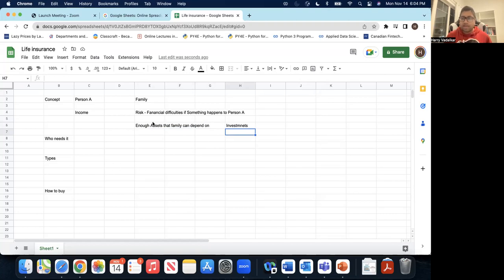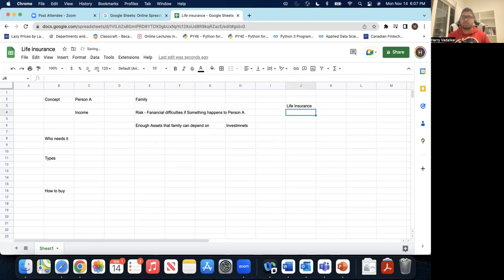But it takes a long time to create assets that are enough for the family to sustain. Some are born wealthy, but not all of us are fortunate like that. Creating assets is self insurance. Not all of us can do that, and not in a very short time. So what do people do? People get insurance, especially life insurance.